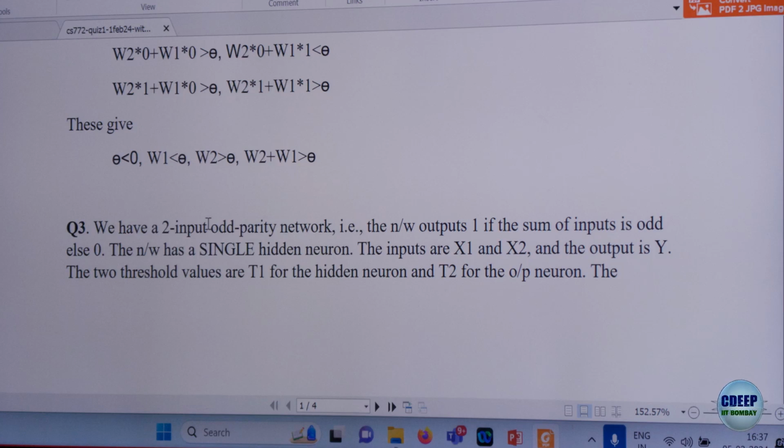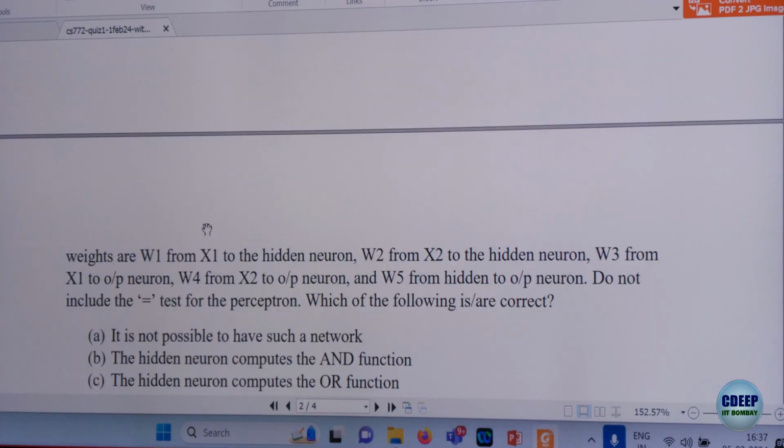We have a two-input odd parity network. So two-input odd parity is nothing but XOR network. That is, the network outputs 1 if the sum of inputs is odd, otherwise 0. The network has a single hidden neuron. The inputs are x1 and x2, and the output is y. The two threshold values are t1 for the hidden neuron and t2 for the output neuron. The weights are w1 from x1 to the hidden neuron, W2 from X2 to hidden neuron, W3 from X1 to output neuron, W4 from X2 to output neuron, W5 from hidden to output neuron.